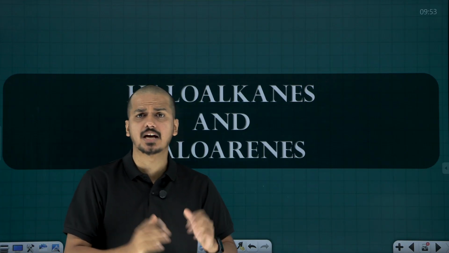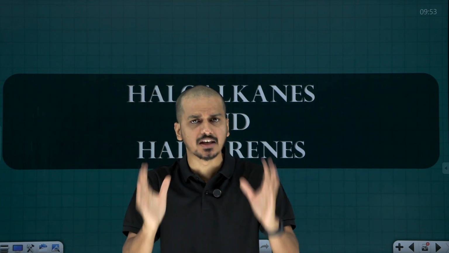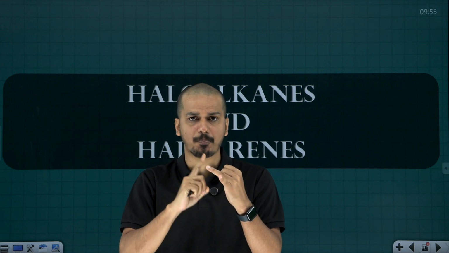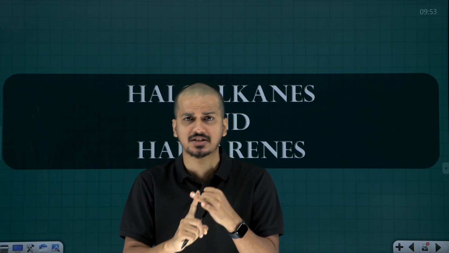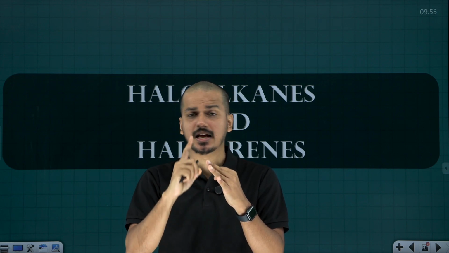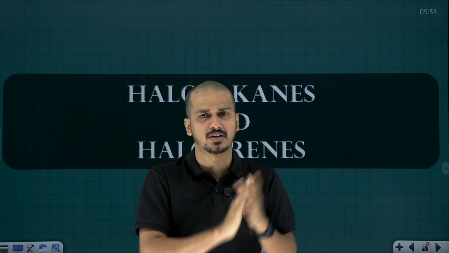So dears, the next chapter is haloalkanes and haloarenes. In this chapter, mainly you have to focus on the preparation of haloalkanes and their properties. Properties in the sense of their reactions: nucleophilic substitution reaction, reaction with metals, and elimination reaction. These are the important things you have to remember from here.